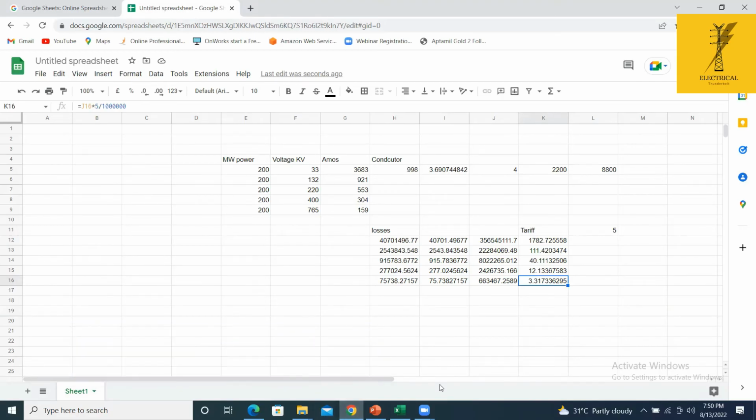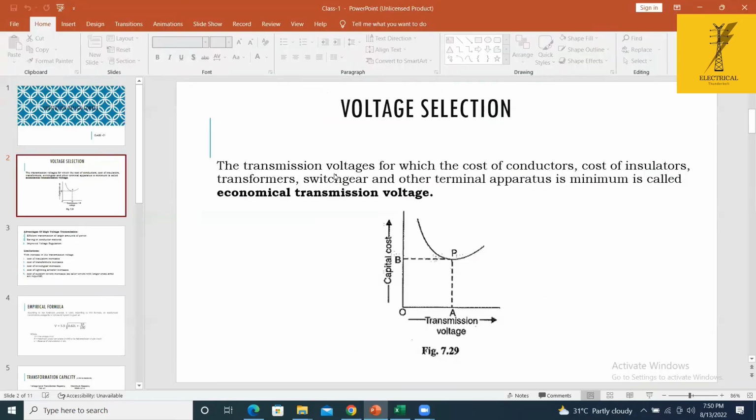Understood, team? That is the point that was mentioned in the presentation. If you see the presentation, here I am talking about the transmission voltage for which the cost of the conductors, insulators, transformers, switchgear, and other terminal apparatus is minimum. Minimum in the sense of the total cost, not only the capital cost but also your losses and the returns, everything. That is the economical transmission voltage for your system.